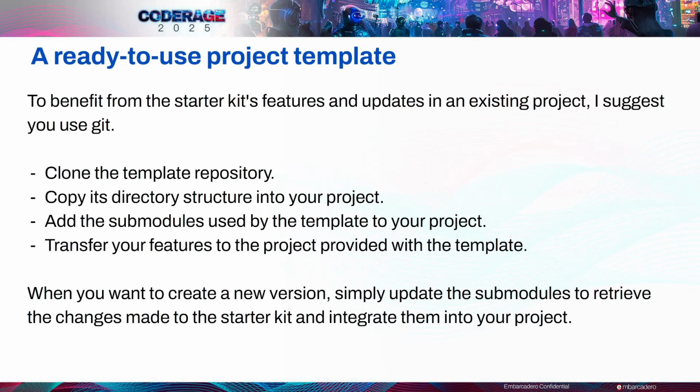If you want to migrate an existing project to the starter kit, I also recommend using Git. It's the simplest way, especially for the update part. Clone the template repository. Copy the folder and file structure from it into your own project structure. Add the submodules that are used in the template and transfer your features into the provided program, or adapt your program to those features. After that, you'll just need to update the submodules to benefit from the other features of the kit. And of course, adapt your projects as needed.